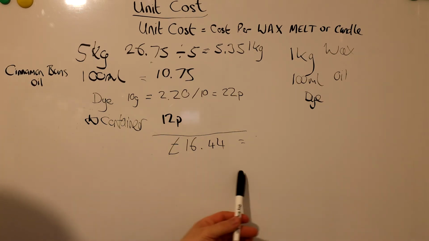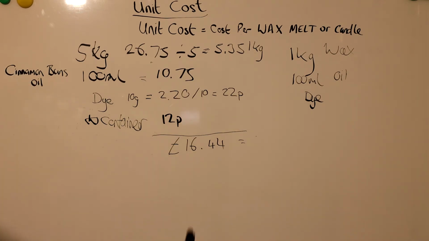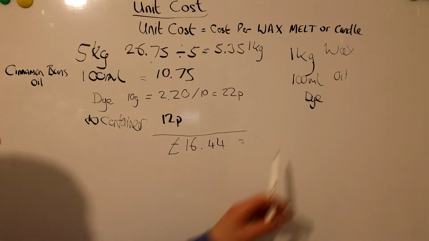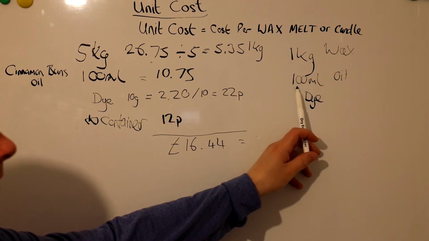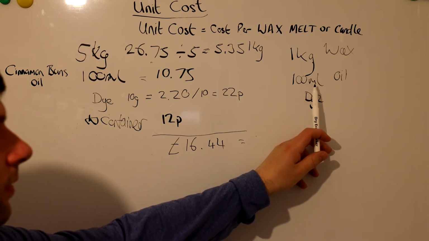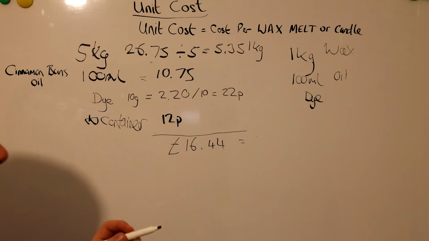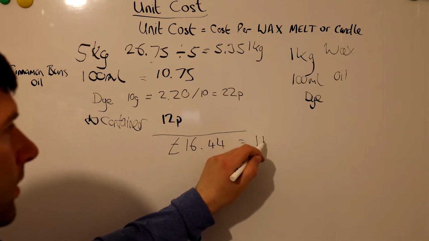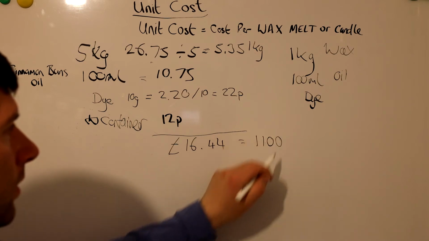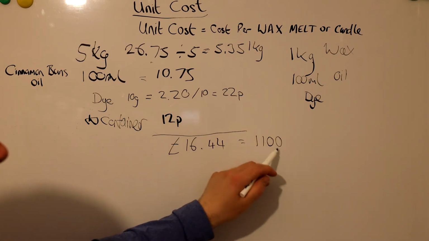Right, now this is where a lot of people go wrong, so please pay attention to this part here. This is where the majority of people get their cost per unit wrong from the start. So we're using 1 kilo of wax, but we're also using 100 grams of oil. So our total weight is going to be 1 kilo and 100 grams, or 1,100 grams.